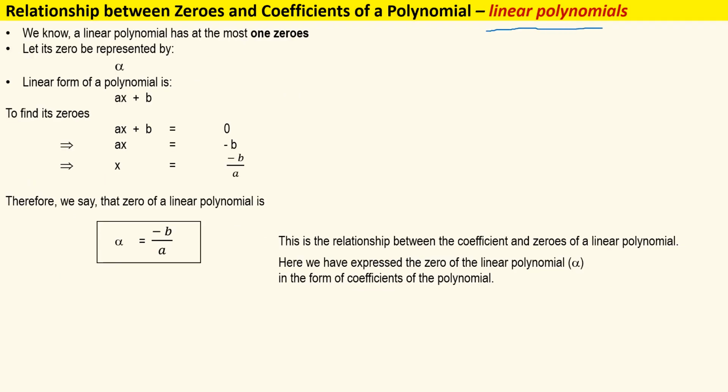Let's start with the linear polynomials, and we know that linear polynomials will have at the most one zero, and let's represent that zero by the letter alpha. Also, the linear form of the polynomial is ax plus b, which once solved will give us the value of the zero of the polynomial, that is alpha, as equal to minus b by a. Now this equation is our relationship between the zeros of the polynomial and its coefficients.